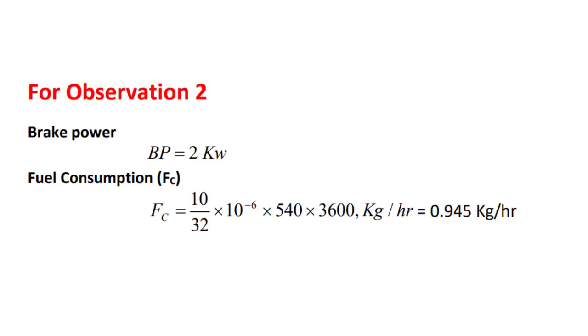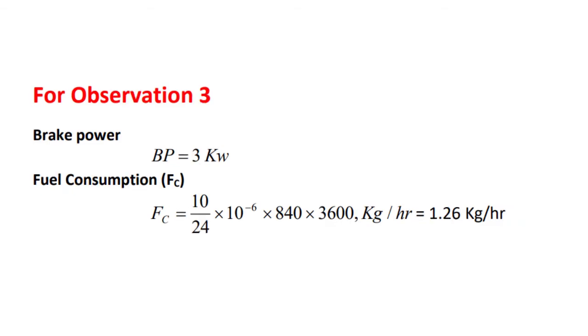So here it is also given, that is observation number 2, that is brake power is 2 kilowatt, and with the same formula we are getting the fuel consumption, that is 0.945. Okay, so from these two values we can again plot the values in the graph, and we will get one more point on the graph.